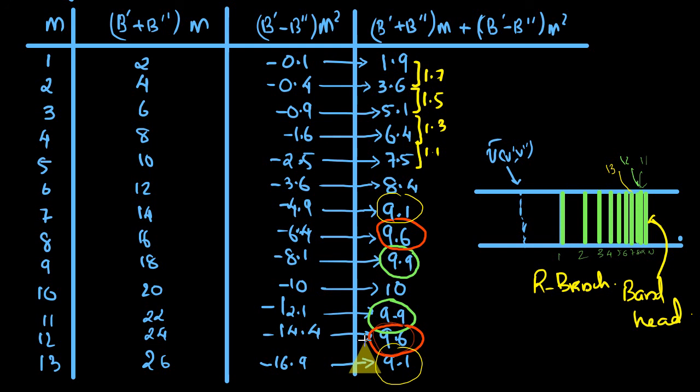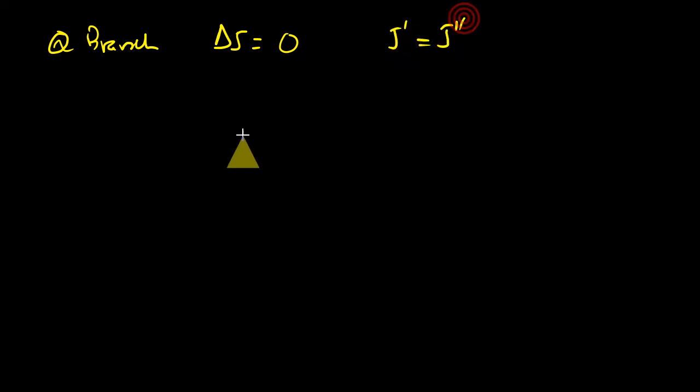Okay, now I am going for the Q branch of the spectrum. So the Q branch of the spectrum, then delta J is equal to 0, that is the Q branch. It means that J prime is equal to J double prime.